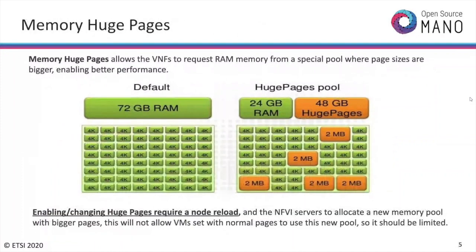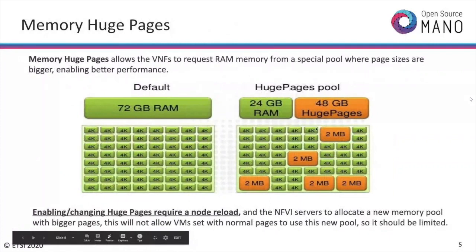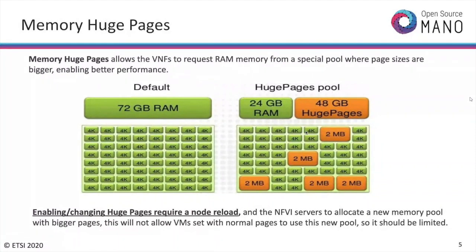Okay, same thing for memory huge pages. It's a matter of increasing the paging. And there's a caveat here. When you enable CPU pinning or NUMA topology awareness techniques, you just request them, and that tells OpenStack how to assign CPUs to the virtual machines. And that can occur in a dynamic way. But to change the paging of the RAM memory, that requires a reconfiguration at the server. So that usually requires rebooting the physical server.